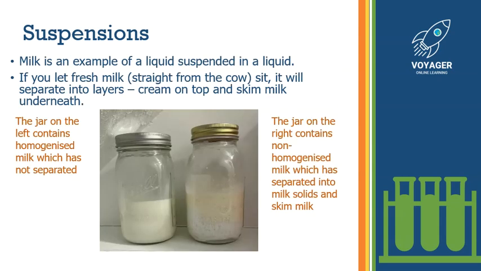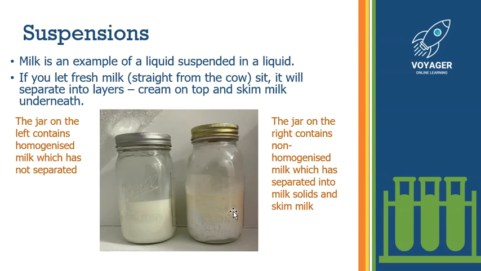Now more on suspensions. Milk is an example of a liquid suspended in a liquid. So if you let fresh milk come straight from the cow sit in a container or in a bottle on the bench, it will separate into layers and you get cream on top and skim milk underneath.